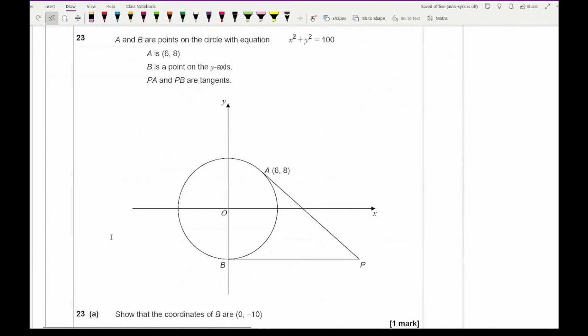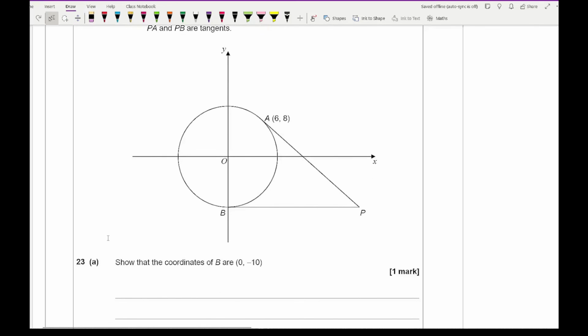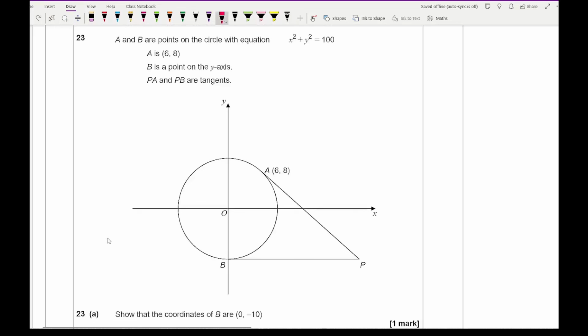Then moving on to question 23, it says A and B are points on a circle with equation x squared plus y squared equals 100. A is at 6, 8, and B is on the y-axis. PA and PB are tangents, and it says show that the coordinates of B are 0, minus 10. Well, from this we can see that the radius of the circle is going to be root of 100, so it equals 10. So 10 squares down from 0 is going to be minus 10.